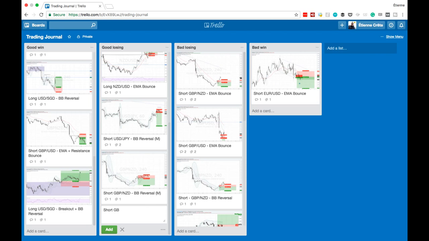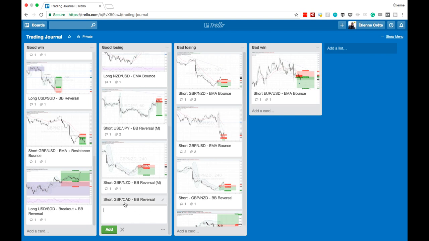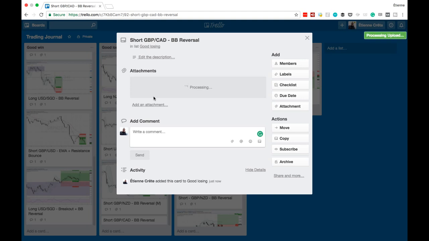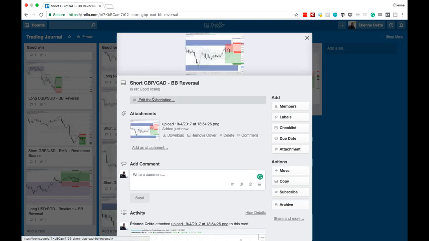On GBP CAD, and I'll put the strategy name right here. I think that was Bonjour Band reversal. So I'll just enter this right here, click enter, and then I need to put the screenshot. I just have to go on that tool, that box that shows up, and paste the screenshot. It's going to upload right away.